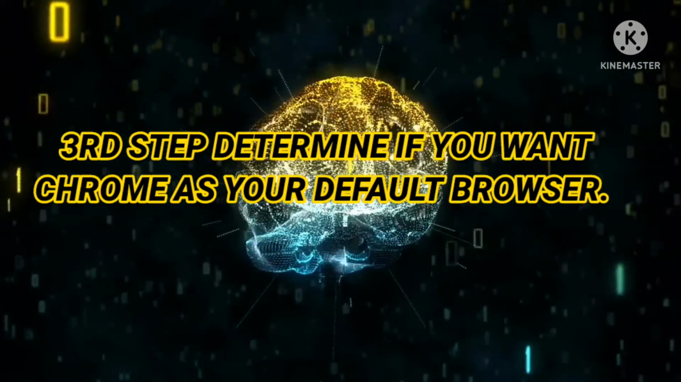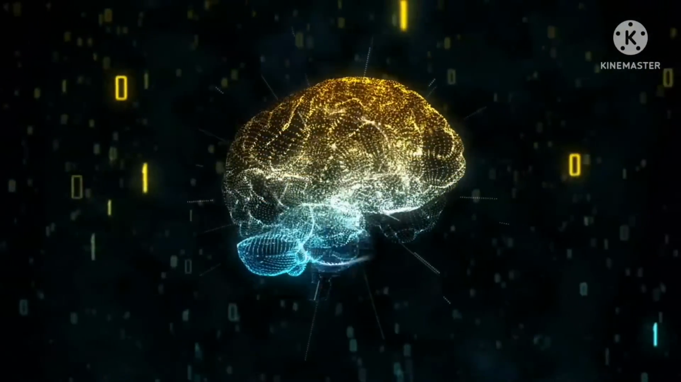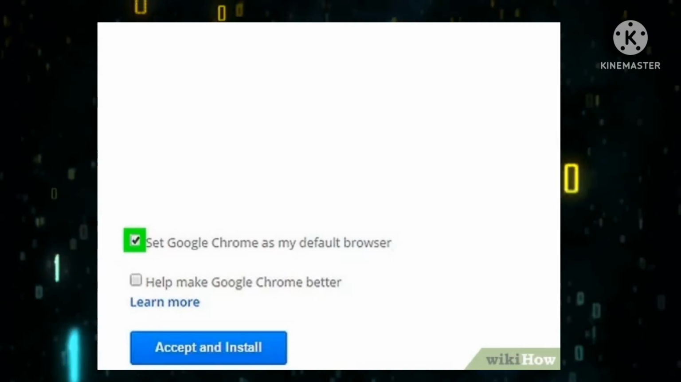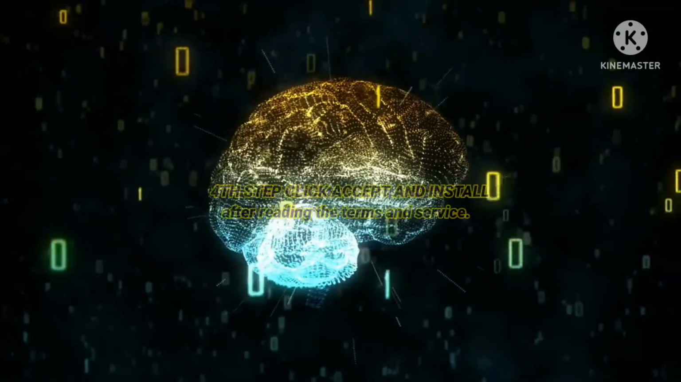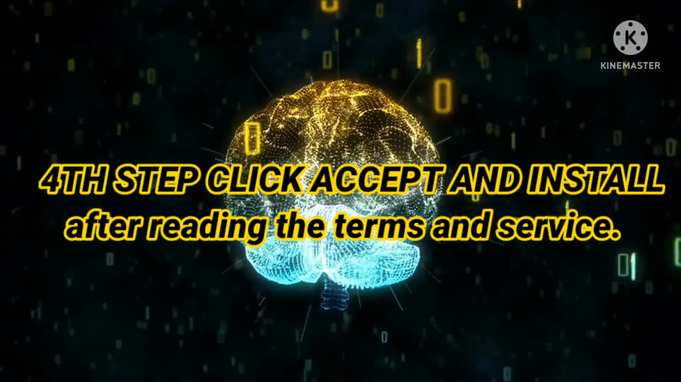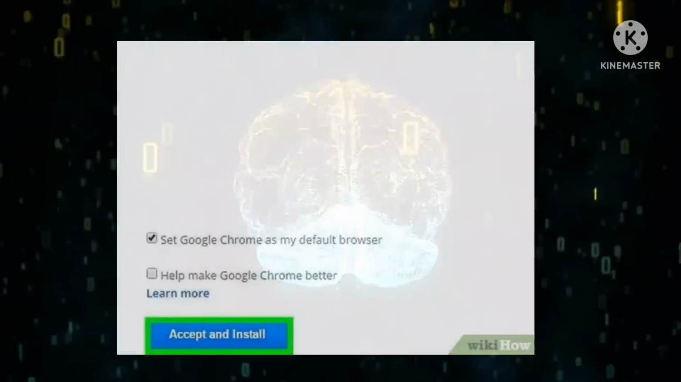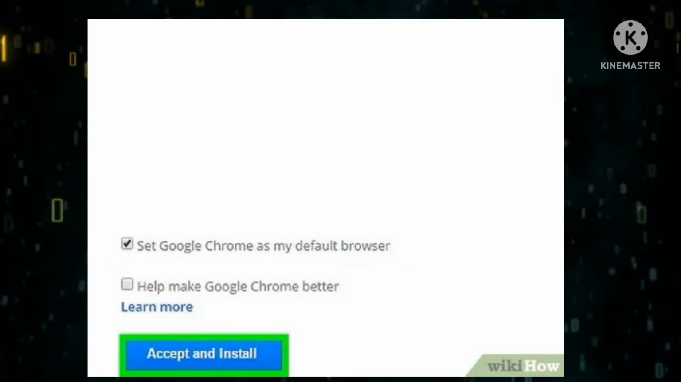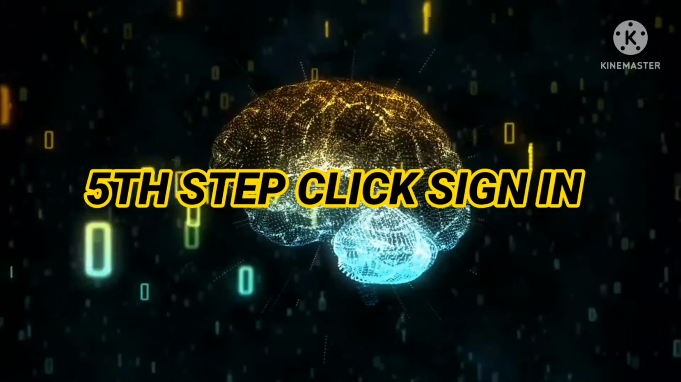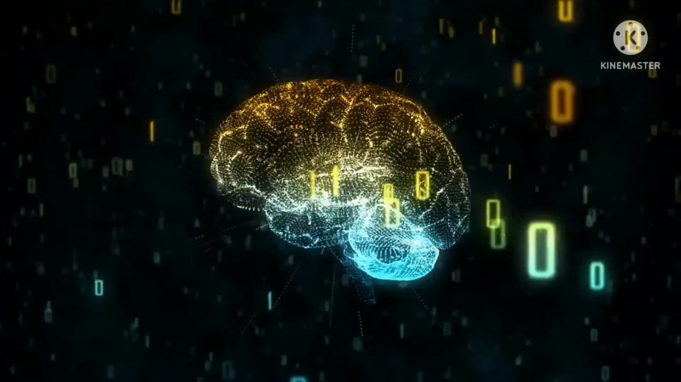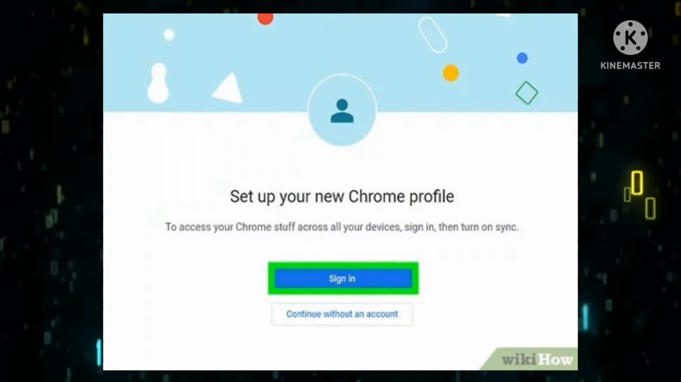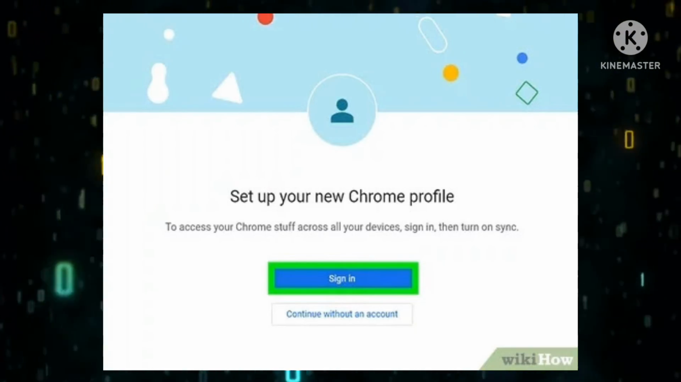3. Determine if you want Chrome as your default browser. And check that set Google Chrome as my default browser. 4. Click accept and install after reading the terms of service. The example, click accept and install button. Fifth step, click sign in. And this is the example, click sign in to sign in to your Google account.